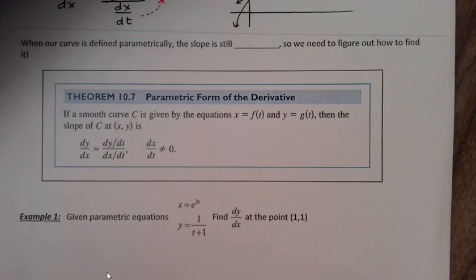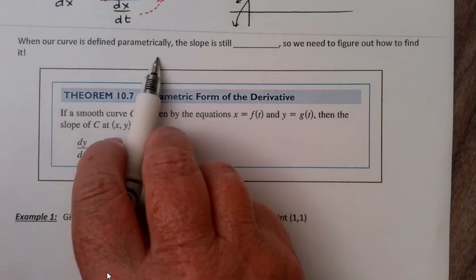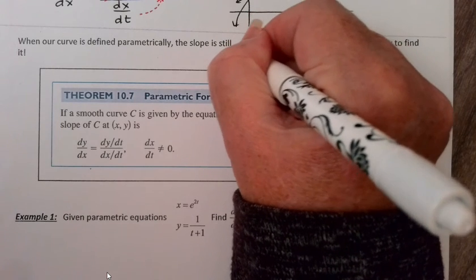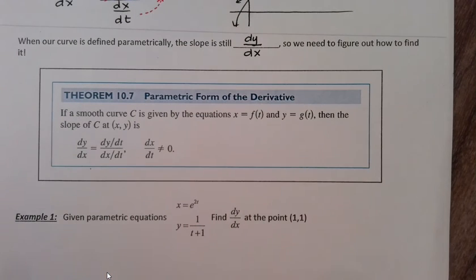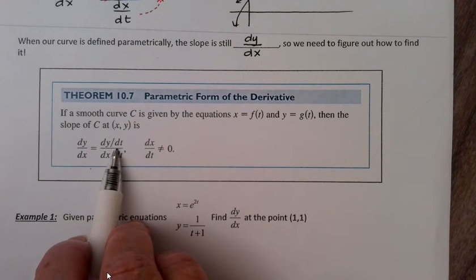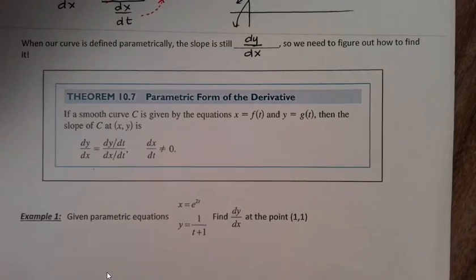So here is the formal definition of that. When our curve is defined parametrically, the slope is still dy/dx, and we need to figure out how to find it, which we really just did. dy/dx, that derivative or slope, is found as dy/dt divided by dx/dt, as long as dx/dt is non-zero. So let's do a couple problems like this.